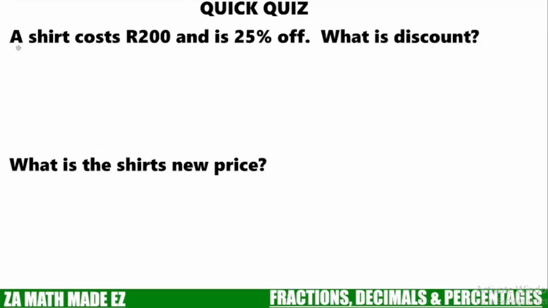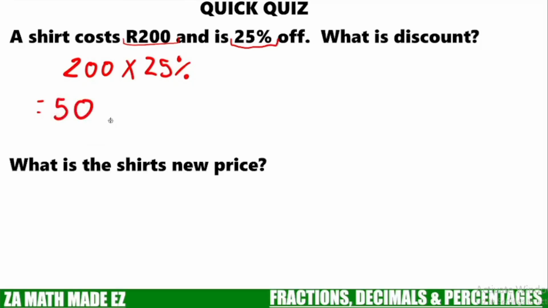Quick quiz. A shirt costs 200 Rand and is 25% off. What is the discount? Okay, we are given two numbers here, which are 200 and 25%. 25% can also be written as 0.25. So we take 200 and we times it by 25%. 200 times 25% will give us 50. So 50 is our discount.